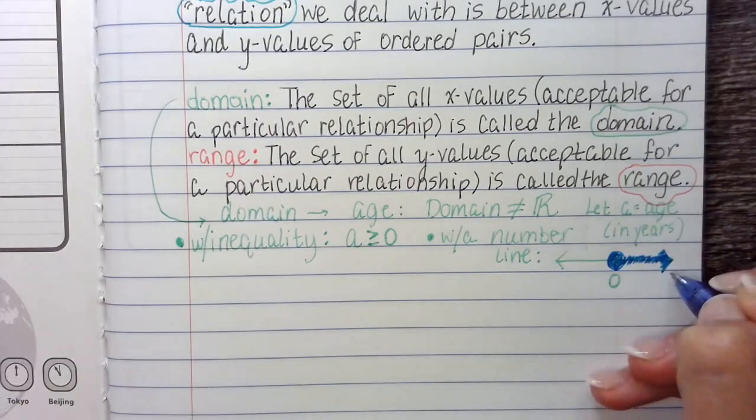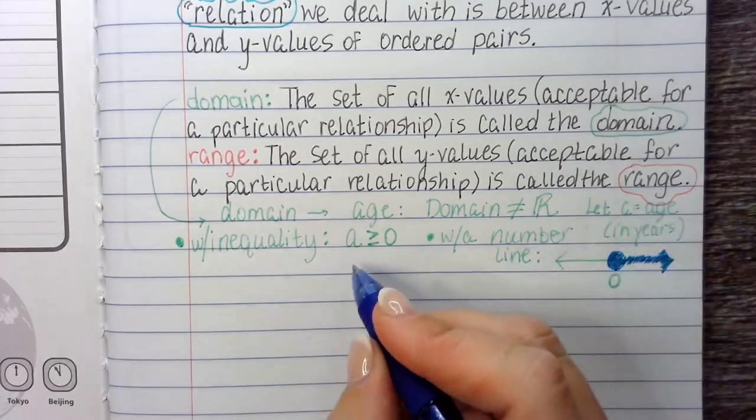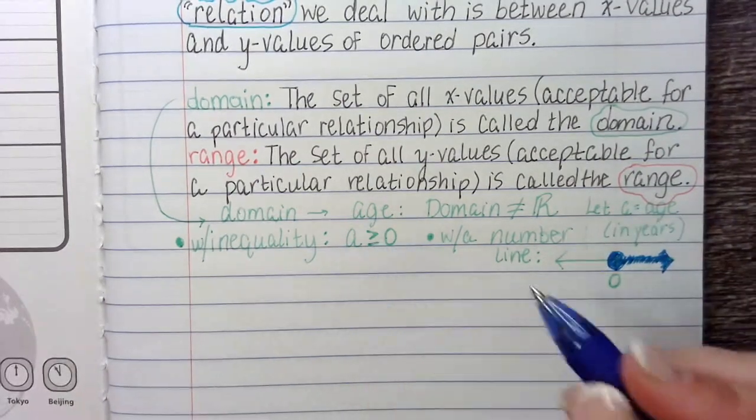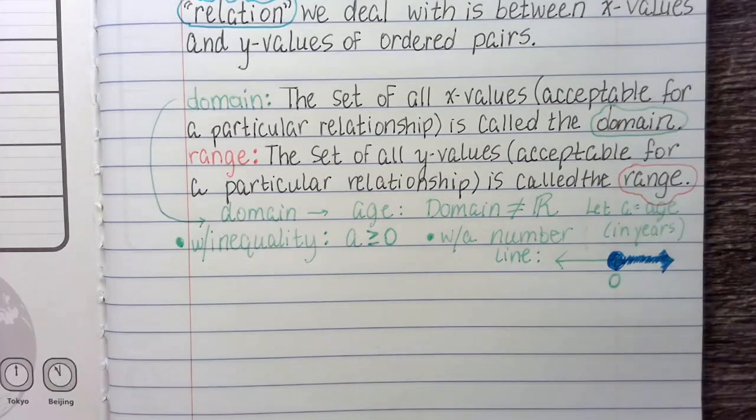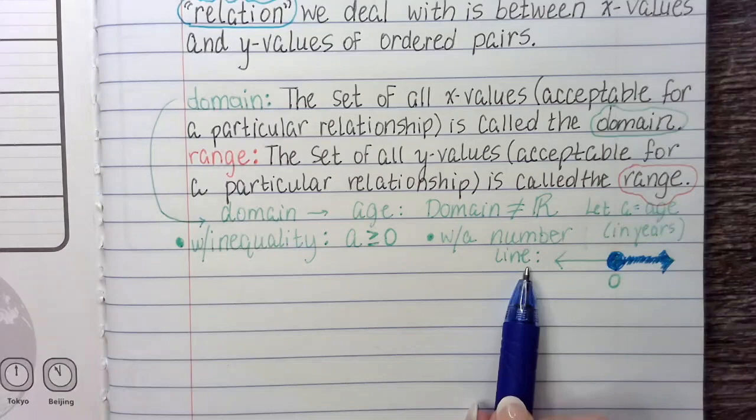You might support it with a number line. So your age is greater than or equal to 0. You won't have negatives. You can't say age is always positive because 0 is not positive or negative. You may support it with a number line.